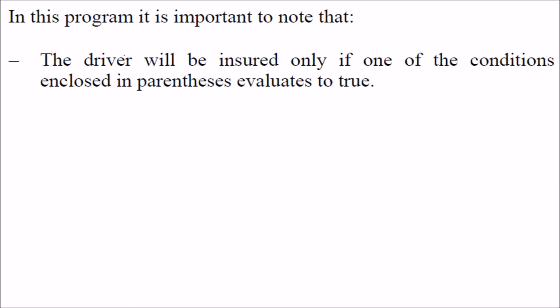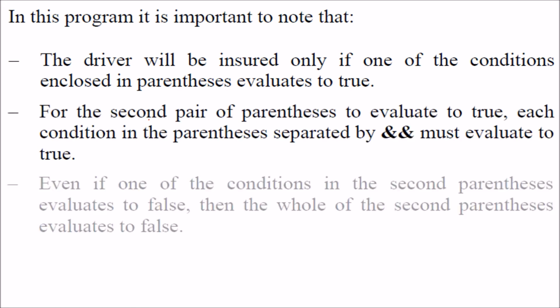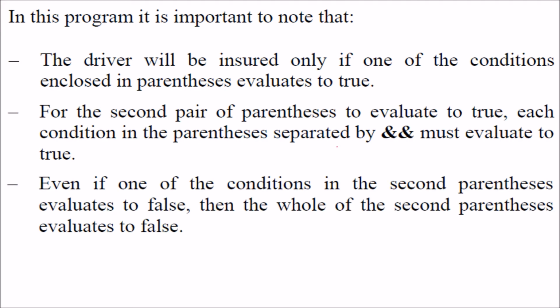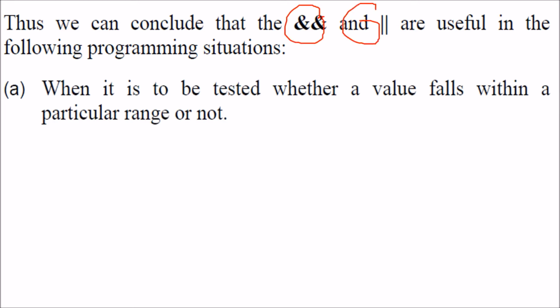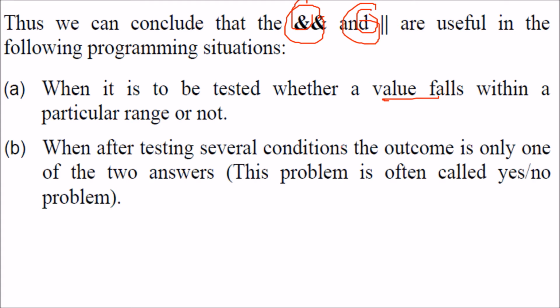So what we have to see here is the conditions and the parentheses we have used. The parentheses in AND and OR do a similar trick: on the left hand side and right hand side of the AND, if any of these is false, it is going to give you false. In OR, if any of the left hand side and right hand side is true, it is going to give you true. So what we conclude here is, when it is to be tested whether a value falls within a particular range or not, we use AND and OR. When after testing several conditions the outcome is only one of two answers, true or false, or yes or no, we use AND and OR.